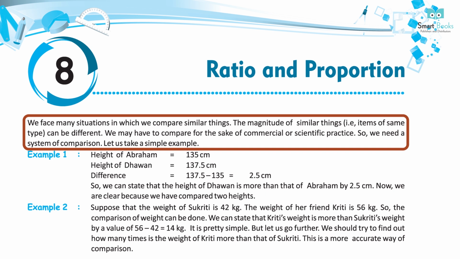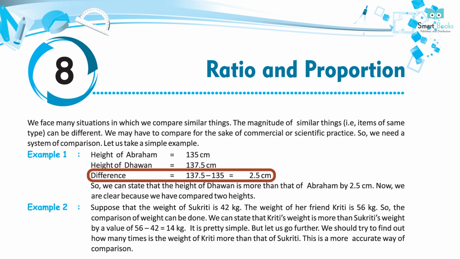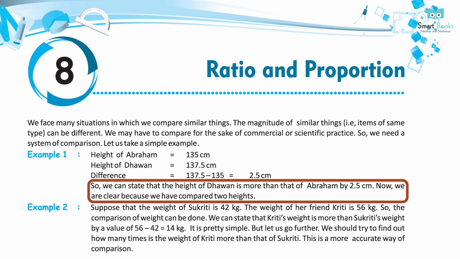Let us take a simple example. Example 1. Height of Abraham is equal to 135 cm. Height of Dhawan is equal to 137.5 cm. Difference is equal to 137.5 minus 135, which is equal to 2.5 cm. So, we can state that the height of Dhawan is more than that of Abraham by 2.5 cm. Now, we are clear because we have compared two heights.